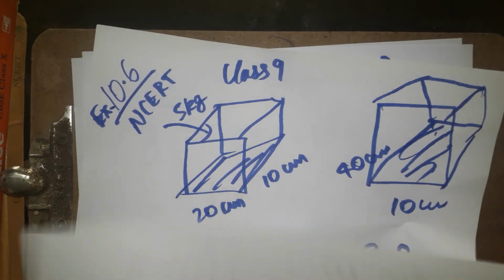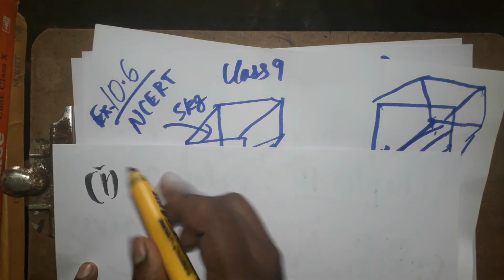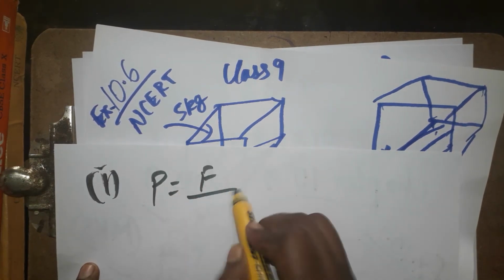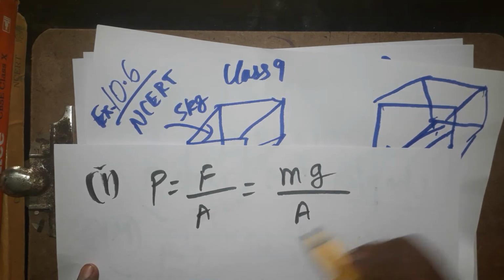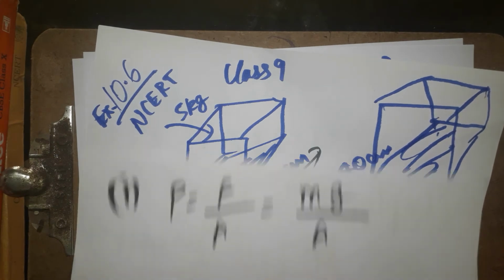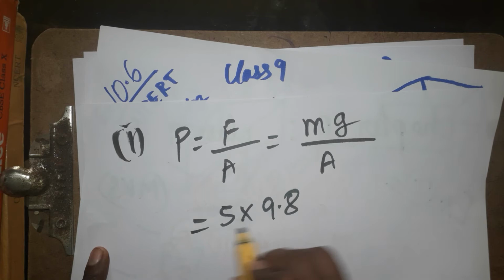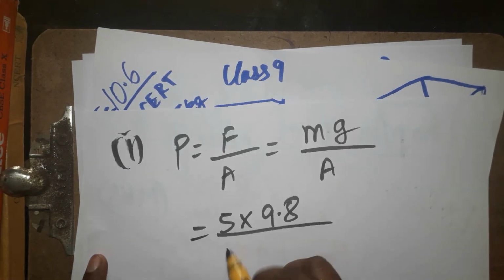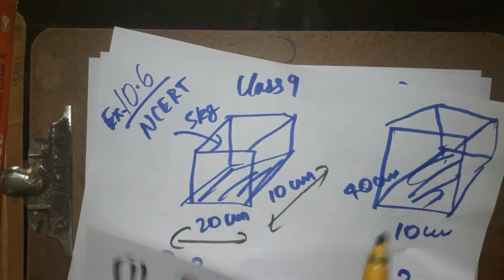First I am going to calculate pressure. Pressure is equal to force per unit area. For the first case, case 1, pressure is equal to force per unit area. Force is how much? mg divided by A. Area is length into breadth. Length is how much? 10. Breadth is how much? 20. So m here is 5, g here is 9.8. Length is 10, breadth is 20. It is centimeter, you should convert to meter.